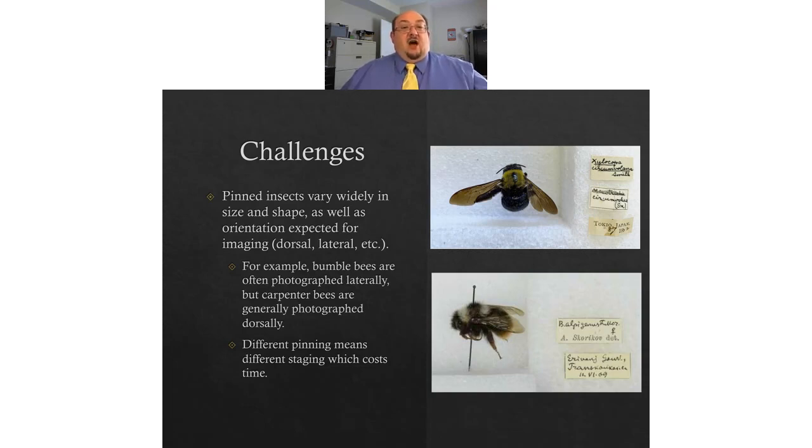The other thing is that not all insects are perfectly sized or shaped for being included in a mass digitization project. Because they vary widely in size and shape, and some are long, short, some are almost microscopic. Some of these you have to take into consideration, but also you have to consider what is the industry standard for the particular kind of insect you're shooting. For example, in bumblebees, we often photograph those laterally, but for carpenter bees, the standard is actually photographing them dorsally. And so that means that if you're doing both kinds of bees, you have to have a switch in the staging process so that you can account for the fact that the specimen is now going to be pinned in a different orientation, but still has to be at the exact same height.